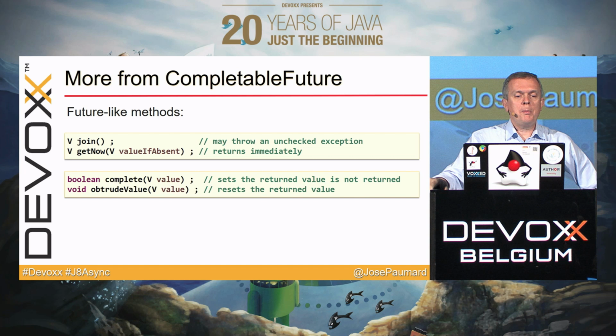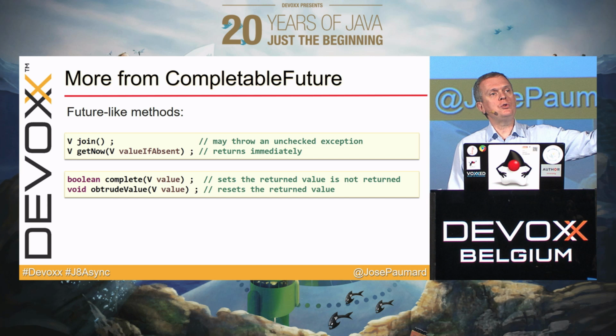I have a complete and obtrudeValue method. Complete will tell, all right, if this completable future is not complete, then you complete it with the given value. And obtrudeValue, even if this completable future has completed, then you take this value and reset the value that should be returned by this completable future.